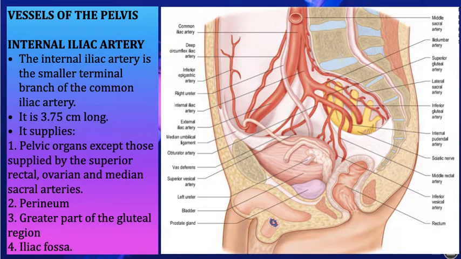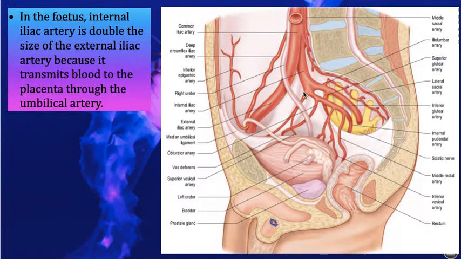So let's discuss the vessels of the pelvis in the second part of the pelvis lecture. Extremely important: the branches of the internal iliac artery. Enumeration question, extremely important. The internal iliac artery is basically a smaller terminal branch of the common iliac artery, about 3.75 centimeters long, supplying the pelvic organs except those supplied by the superior rectal, ovarian, and median sacral arteries. It also supplies the perineal area, the greater part of the gluteal region, and the iliac fossa.